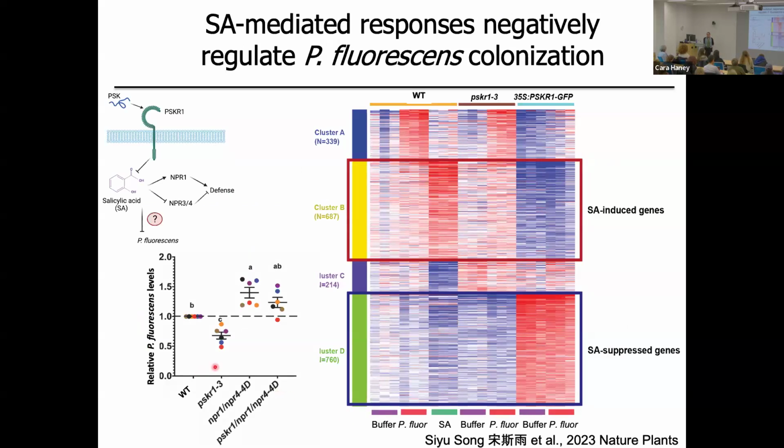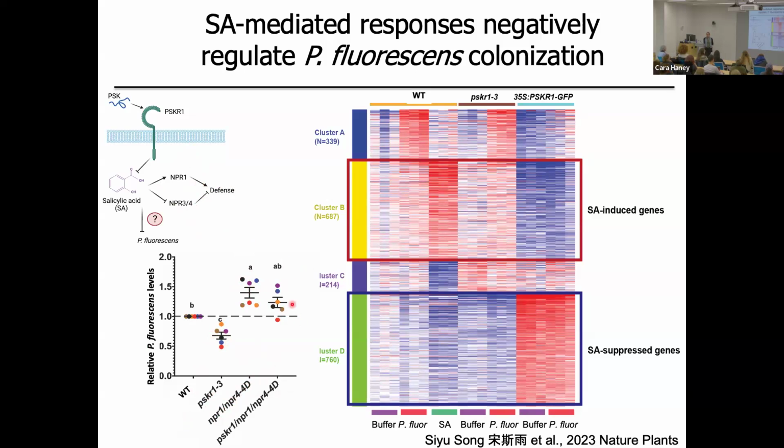CU created a triple mutant between PSKR1 and this NPR1 4D double mutant, so an SA insensitive mutant. And our prediction is that if salicylic acid is downstream, this should fully suppress the autoimmune phenotype. And so she found that the double mutant has elevated Pseudomonas levels. This is the PSKR1 mutant that has reduced Pseudomonas levels, and the triple mutant has elevated levels quite similar to the double mutants, suggesting that salicylic acid signaling is downstream of PSKR1.